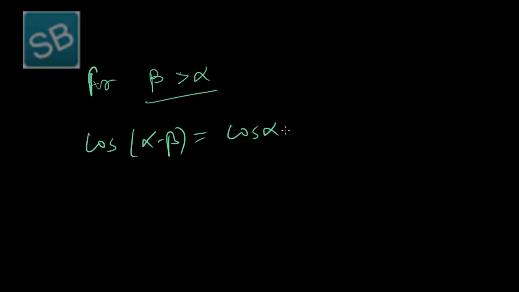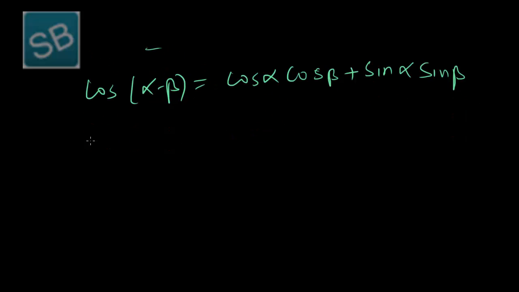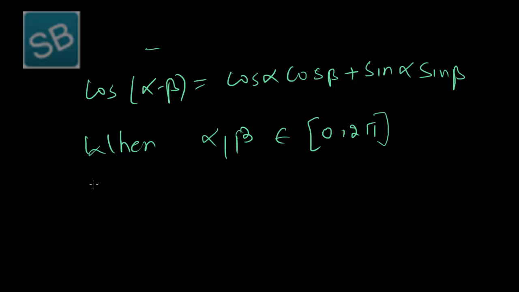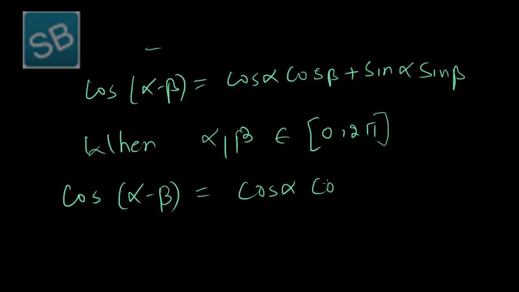That is for beta less than alpha, that is beta greater than alpha, we have cos of alpha minus beta is also equal to cos alpha cos beta plus sin alpha sin beta. So we have discussed the three cases when alpha and beta belong to 0 to pi. So in all cases we get cos of alpha minus beta is equal to cos alpha cos beta plus sin alpha sin beta.